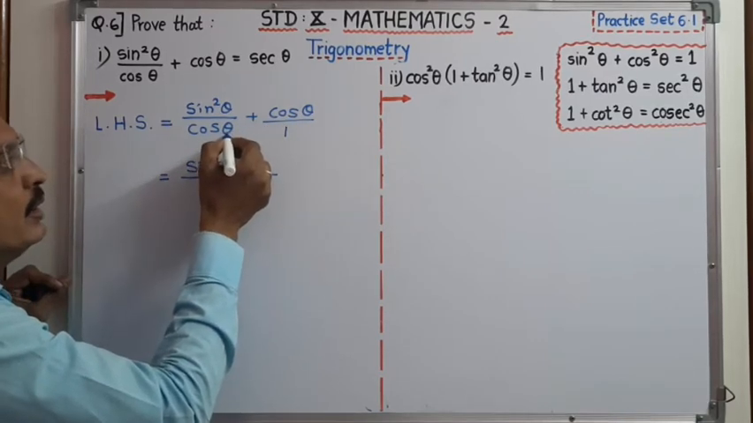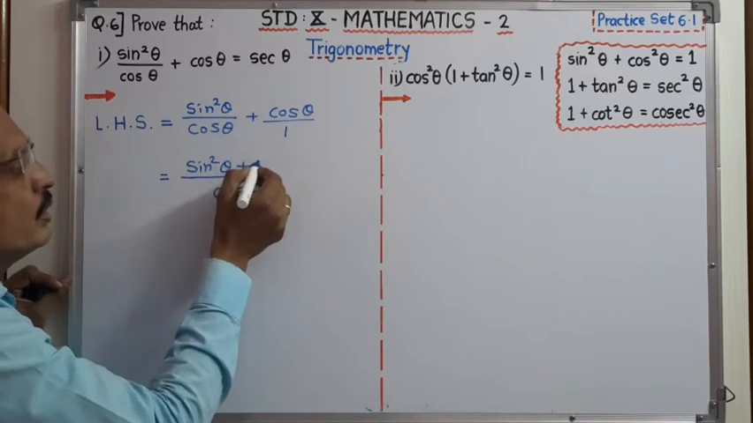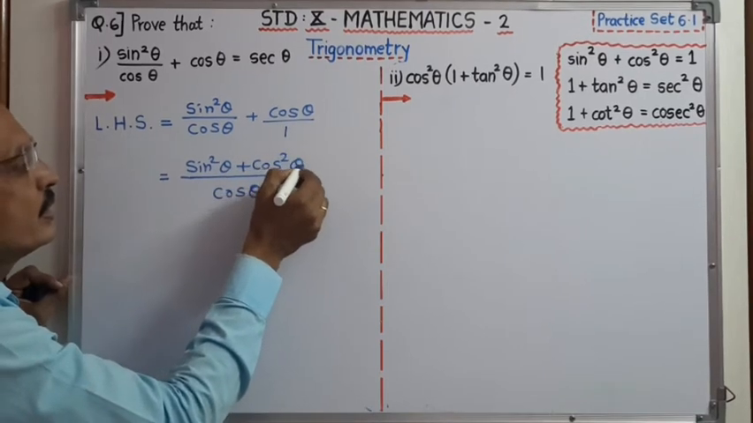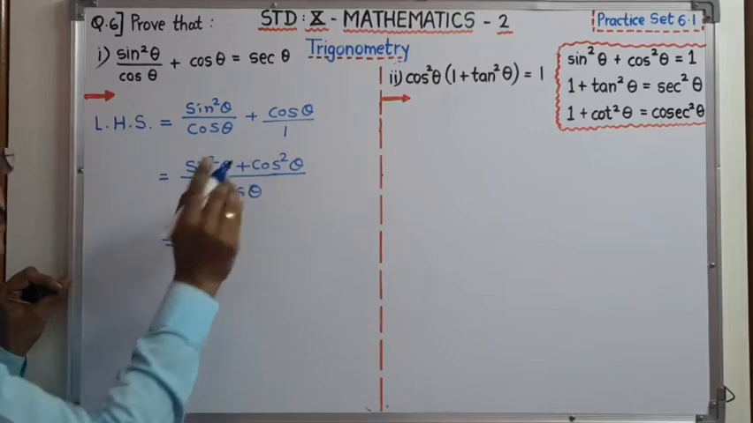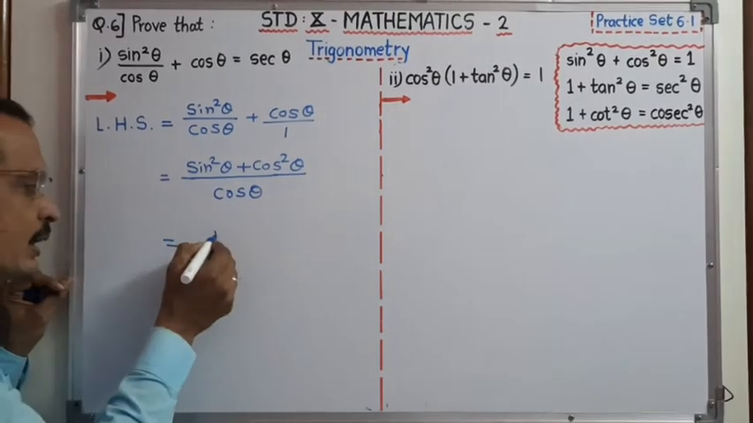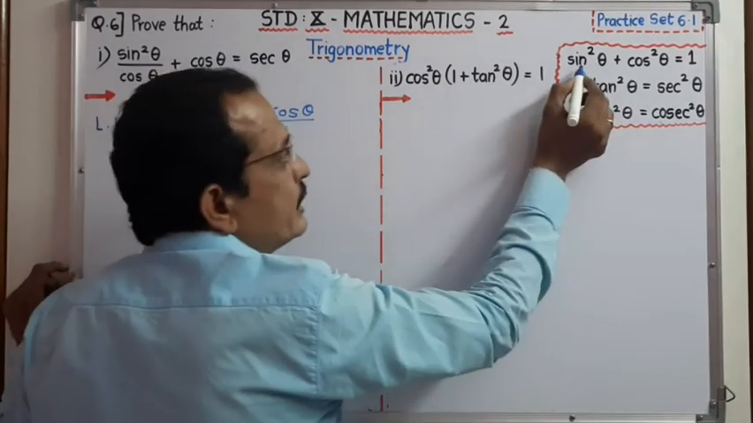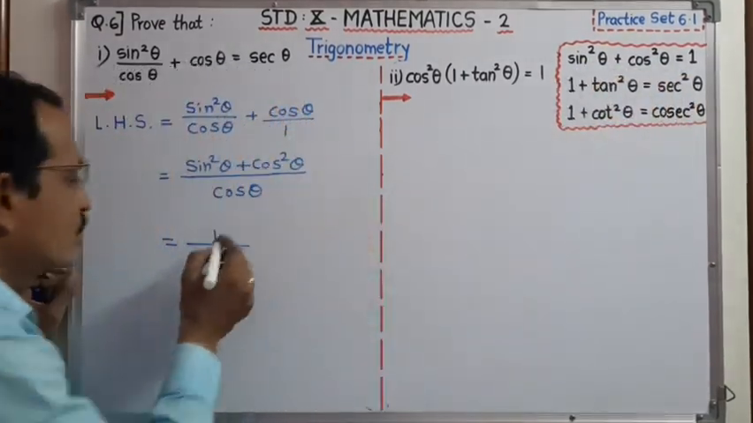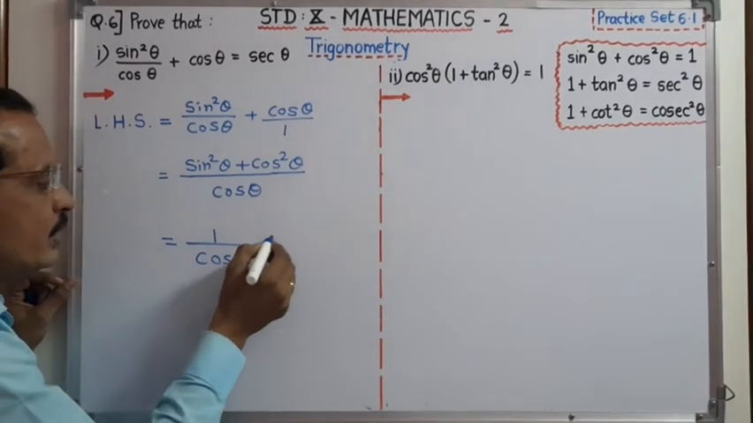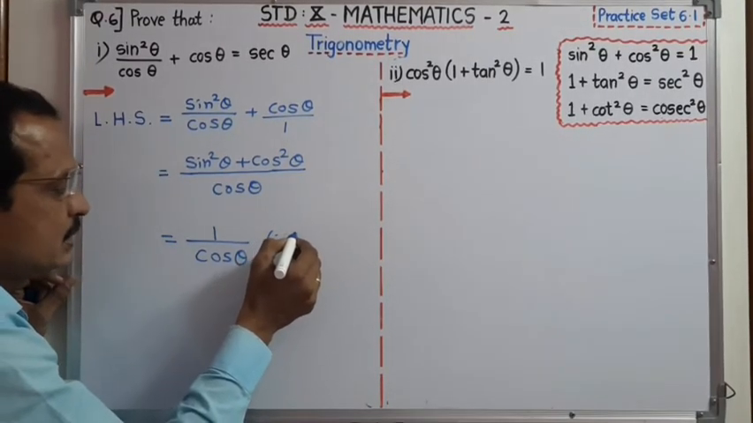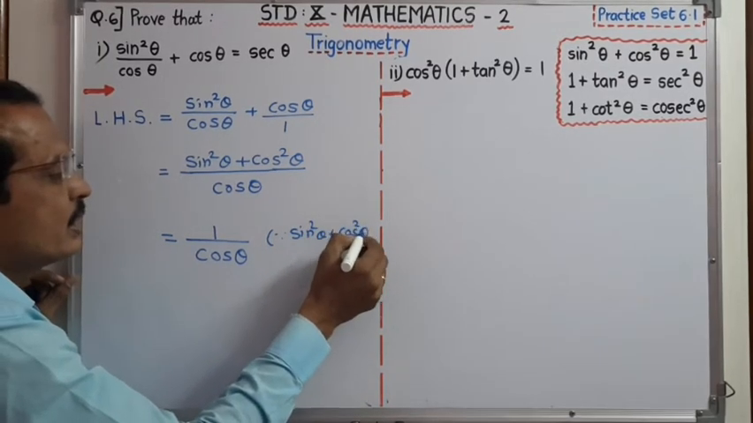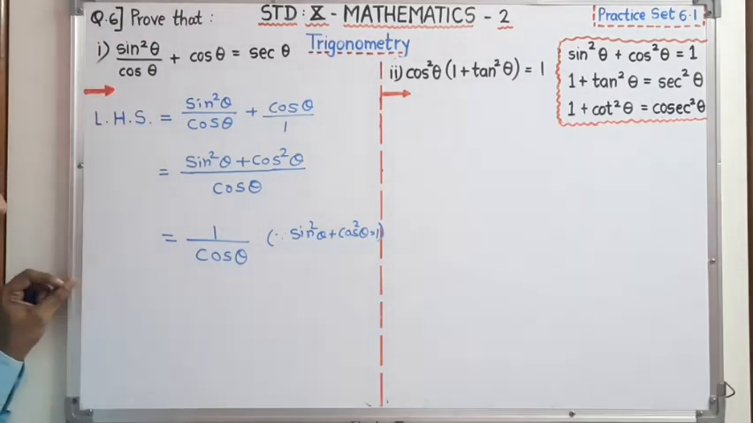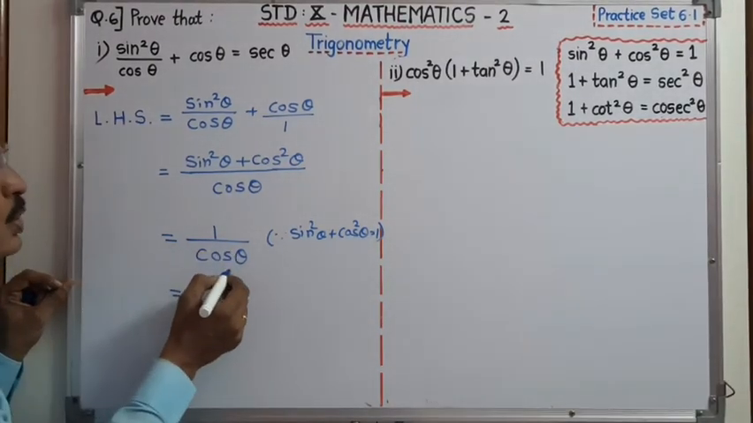into cos theta, then we get cos square theta. Got it? Very simple. Now dear student, we know that sin square theta plus cos square theta is equal to 1. Therefore, directly we can write 1 by using this identity, so it is 1 upon cos theta. Here we have to give the reason: since sin square theta plus cos square theta is equal to 1.